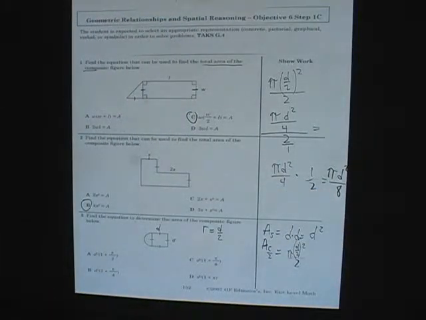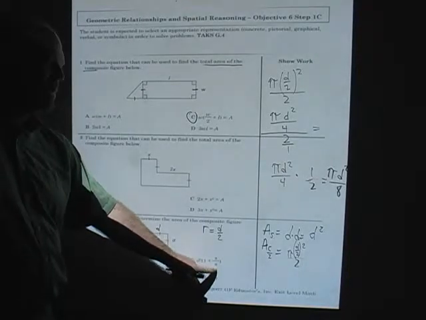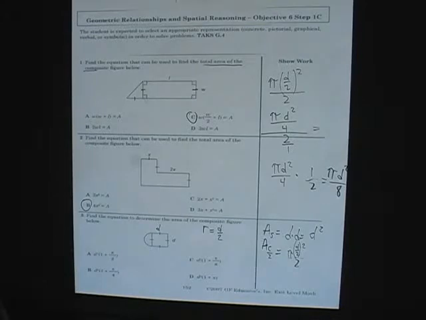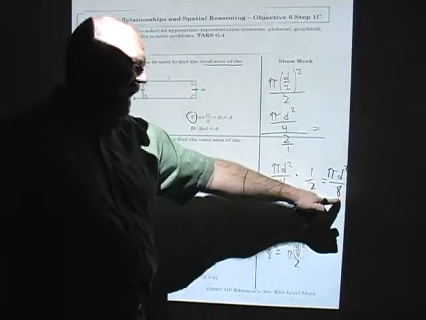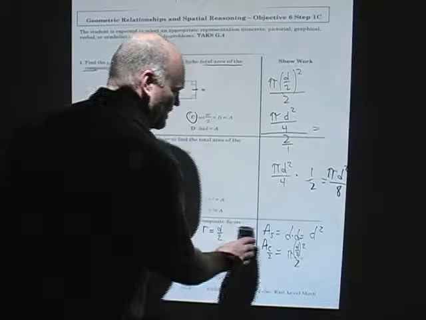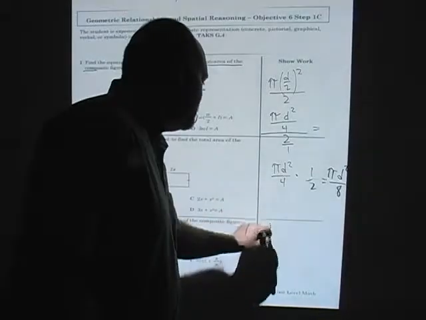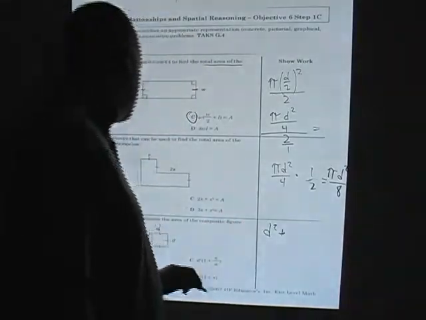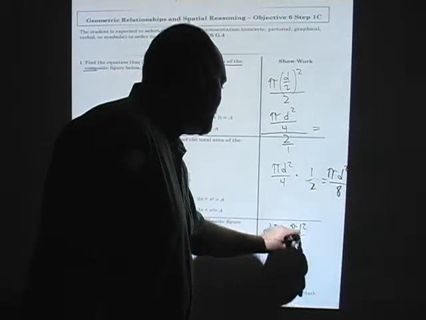Okay. And you can kind of see where we're going with this. We've got an 8 in the denominator. C looks like it's going to be the right answer. But what you've got now is d squared plus pi d squared over 8. Okay, let's write all that out again. D squared plus pi d squared over 8.